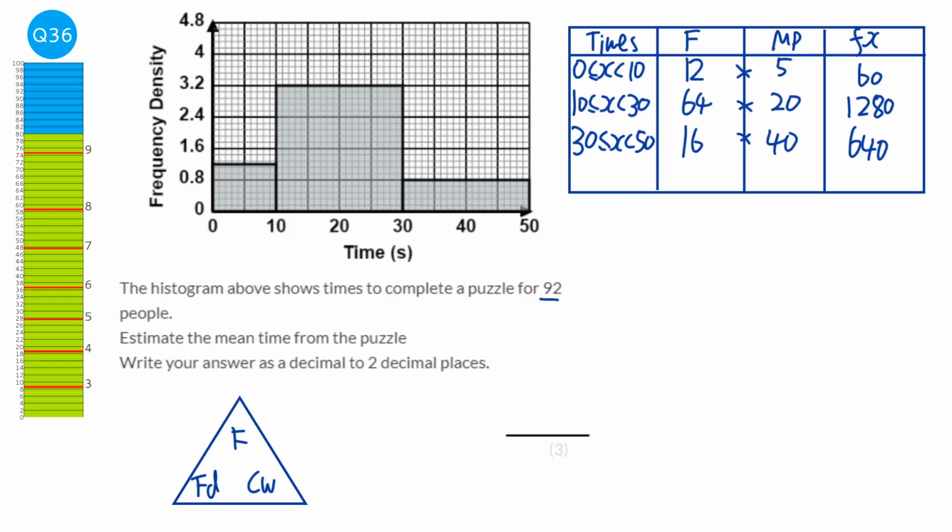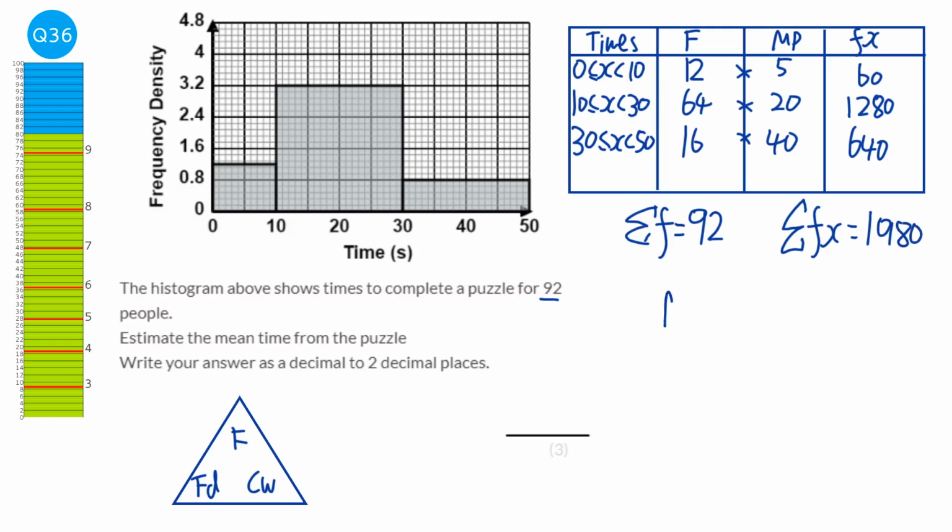It does tell us there are 92 people, and if you do the sum of the frequencies, you do get 92. So we know that it's a one-to-one relationship. Okay, so let's do the sum of the fx by adding up these numbers here, and you get 1980.